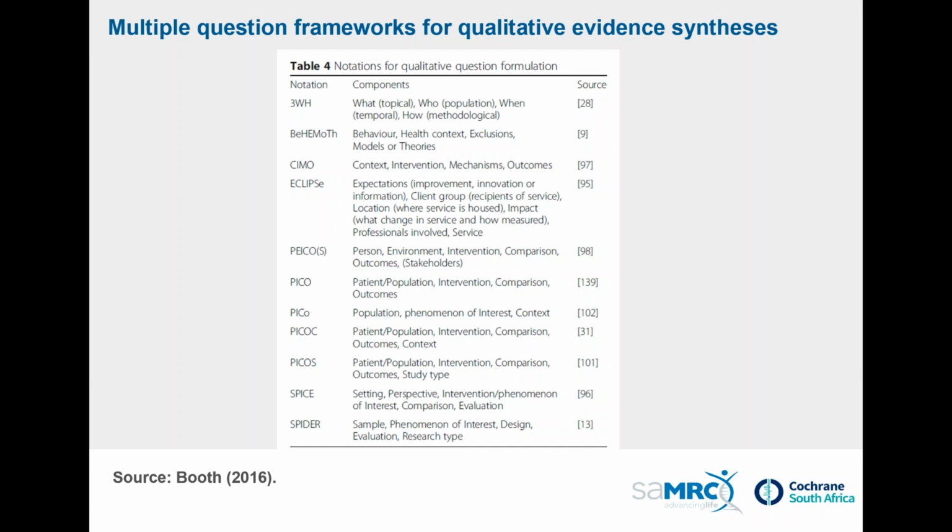Now, two commonly used frameworks within qualitative evidence syntheses are what are called SPICE and SPIDER. So I'm going to go into these two with a little bit more detail.